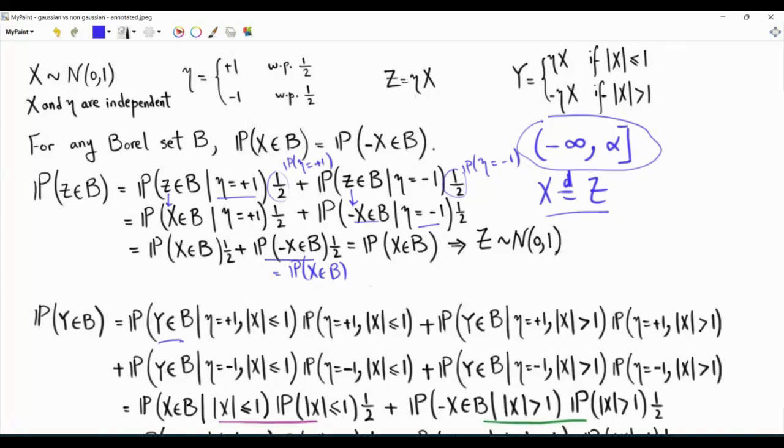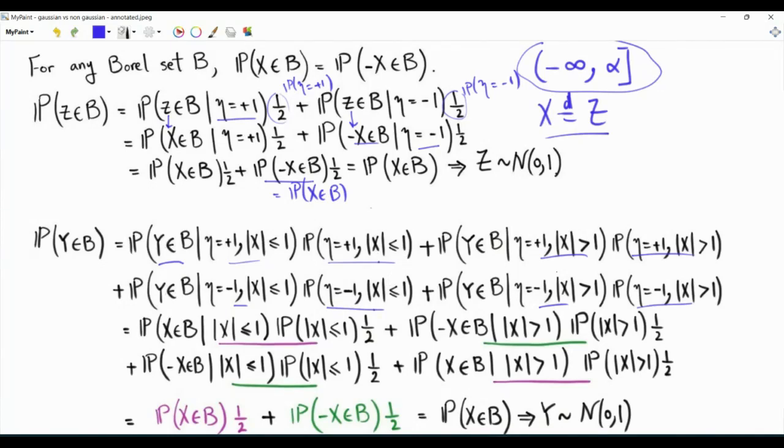We can have the probability of this event given, then we have 4 events here to condition on. Eta is +1 and the absolute value of x is less than or equal to 1, or eta is +1 and the absolute value of x is strictly greater than 1. Eta is -1, absolute value of x is less than or equal to 1. Eta is -1 and the absolute value of x is strictly greater than 1. And in each case, we will multiply by the probability of the respective event.